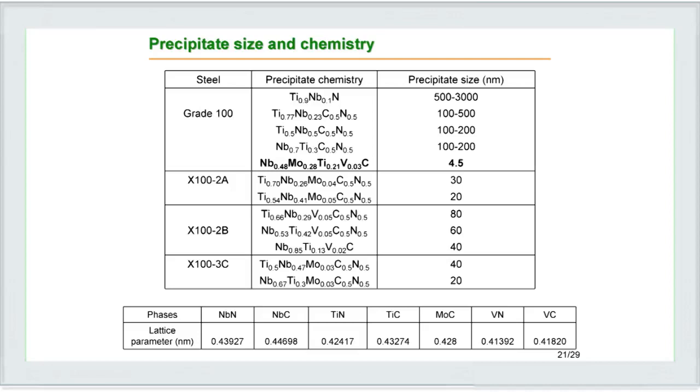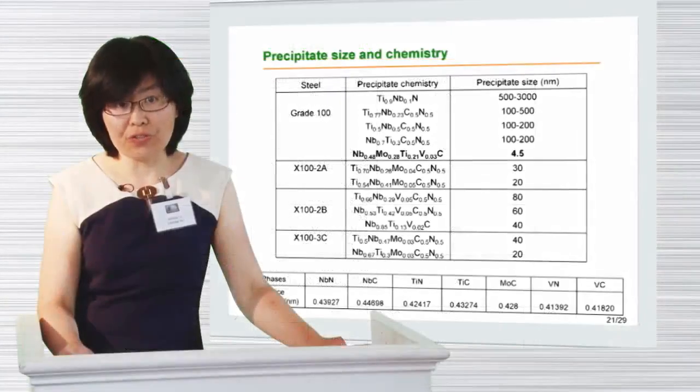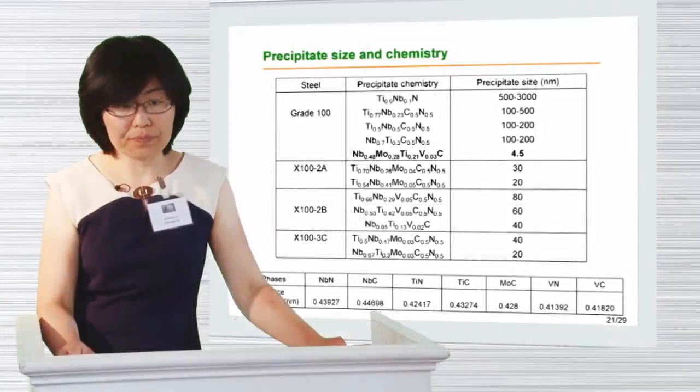On the bottom of this table, it shows the actual lattice parameter of the single-phase microalloy elements here. So from here, we can see that all these lattice parameters are very close. That's why it is hard to differentiate these phases.